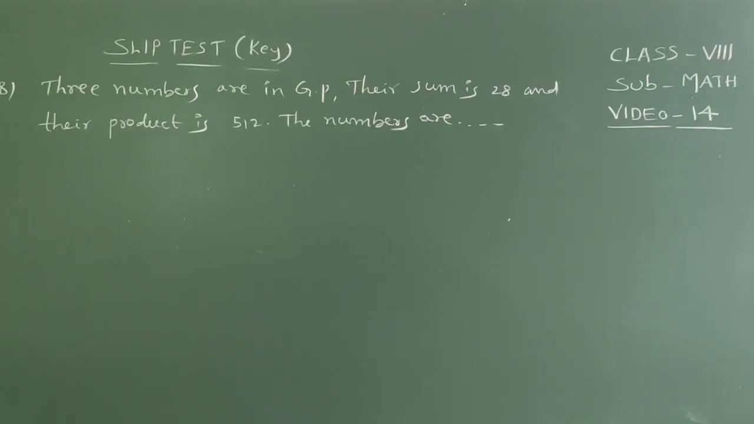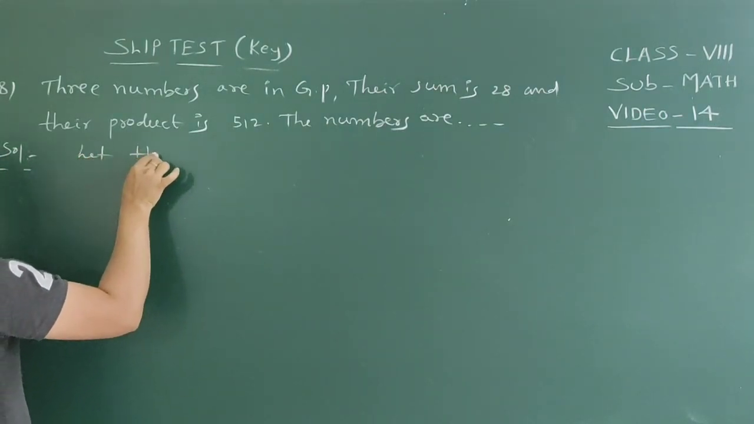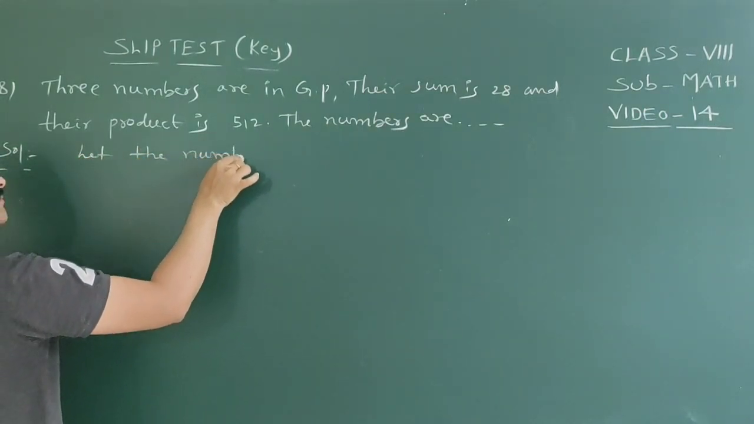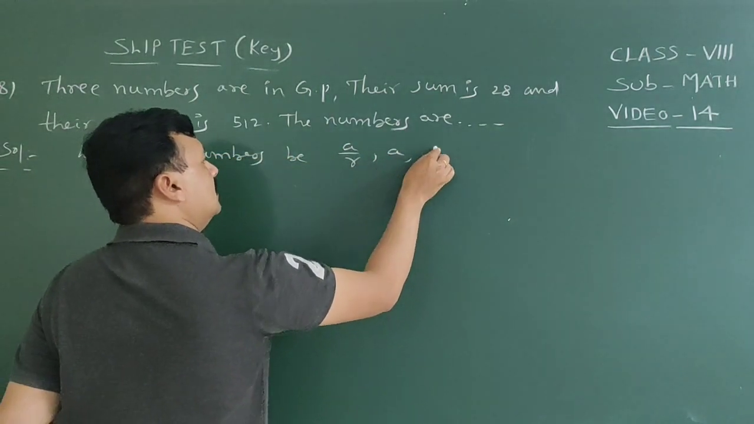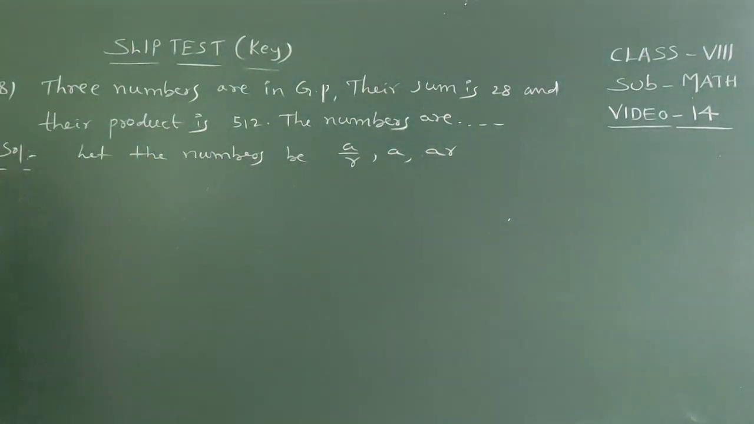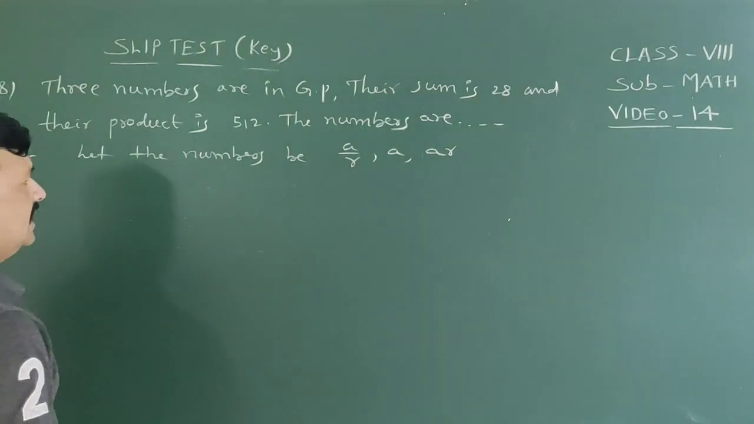The next, 8th one. 3 numbers are in GP. Their sum is 28 and their product is 512. Find the numbers. From the selection of terms, let the numbers be a by r, a and ar. From the selection of terms, the numbers are a by r, a, ar.